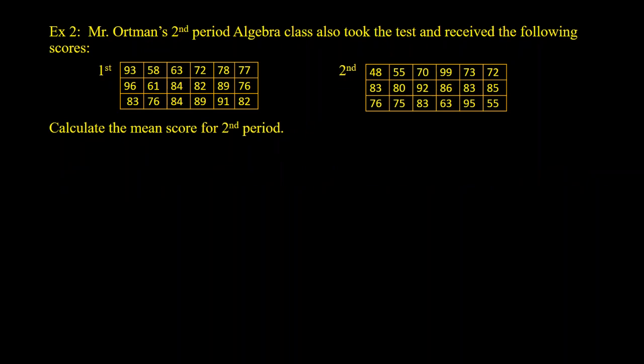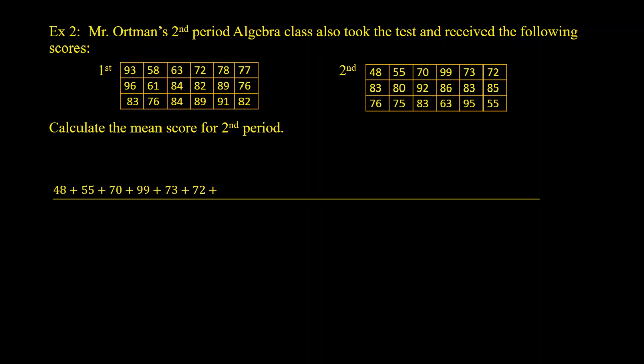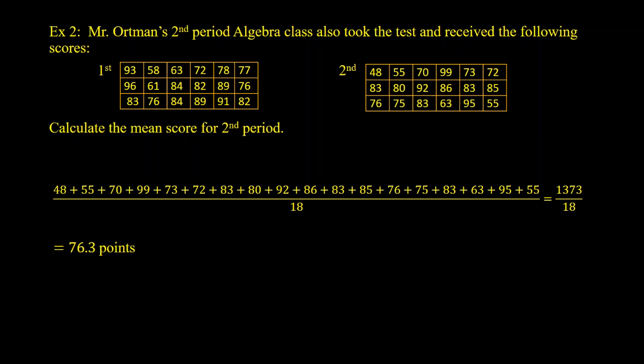Calculate the mean score for second period. Hopefully this is pretty easy for us. To calculate a mean, we just add all of the data points together and divide by the total number of points. So we're going to add all those together and divide by 18. So 48, 55, 70, 99, 73, 72, 83, 80, 92, 86, 83, 85, 76, 75, 83, 63, 95, 55. Add them together, divide by 18, and we'll get 76.3 points. The mean score for second period is 76.3 points.